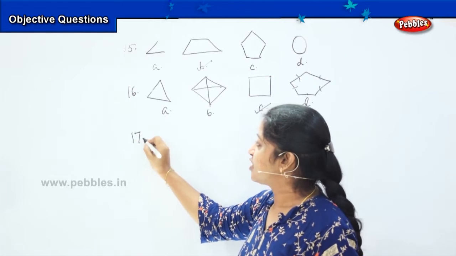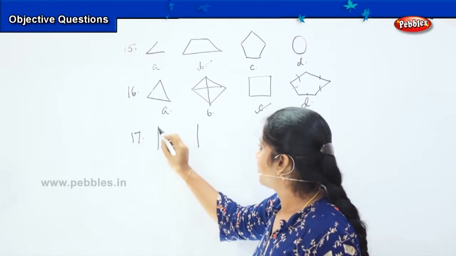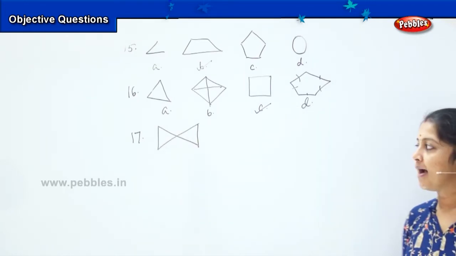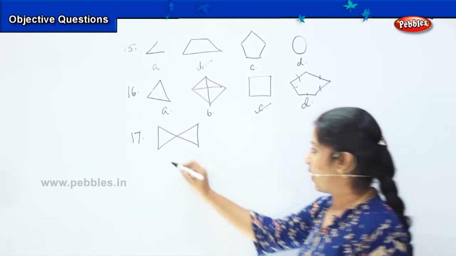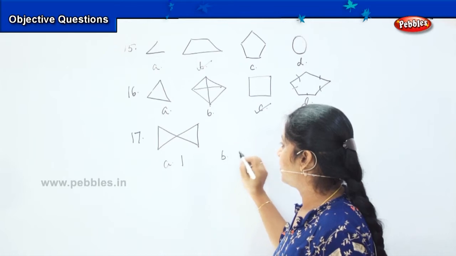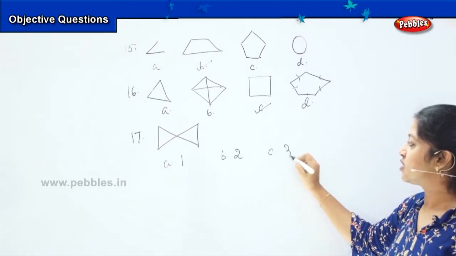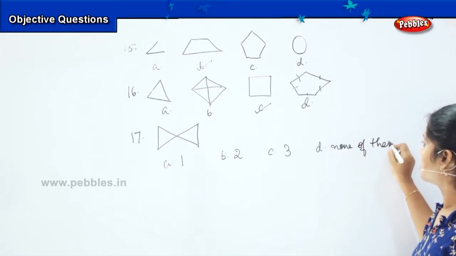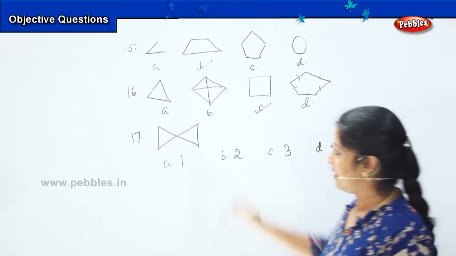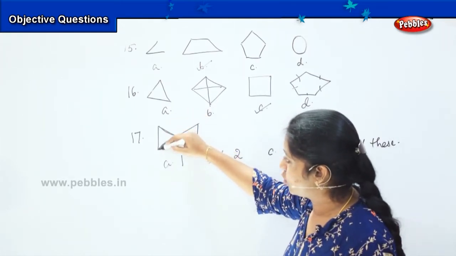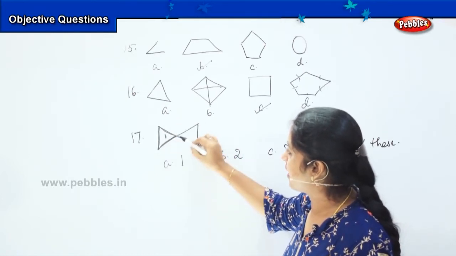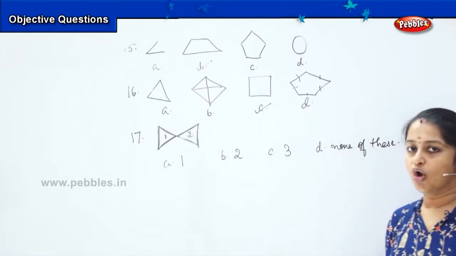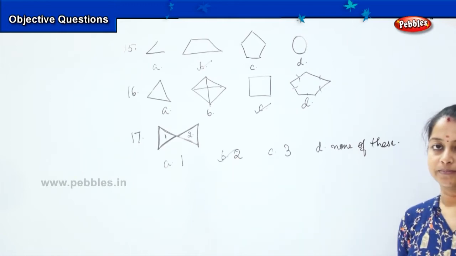Now, next question. You have to identify and tell me how many triangles are there in this picture. Whether it is 1, whether it is 2, whether it is 3 or whether it is none of these. So shall we count the number of triangles here? It's 1, 2 and 3. So 1 triangle and 1, 2, 3. The second triangle. So my right option is option B.